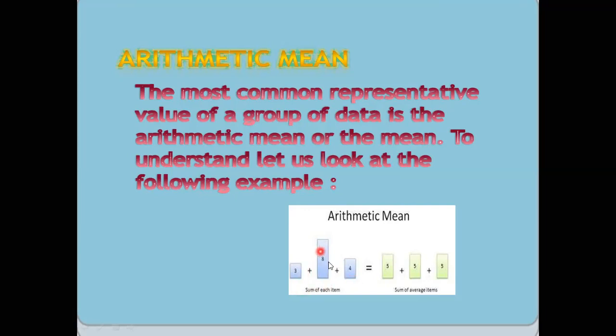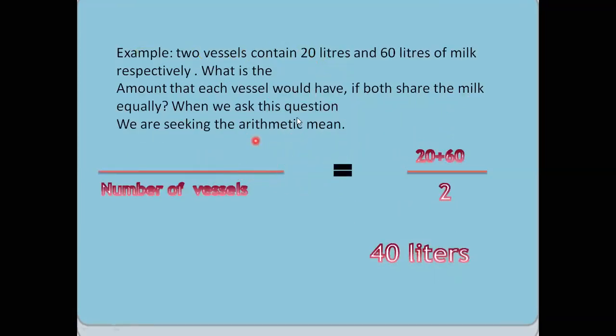So 3 plus 8 plus 4. This is the sum of each item, the sum of observations. 5 plus 5 plus 5. So let us see here one more example for arithmetic mean.